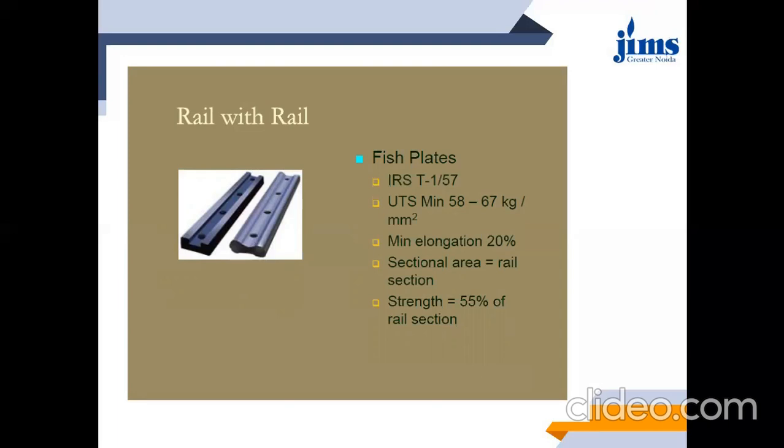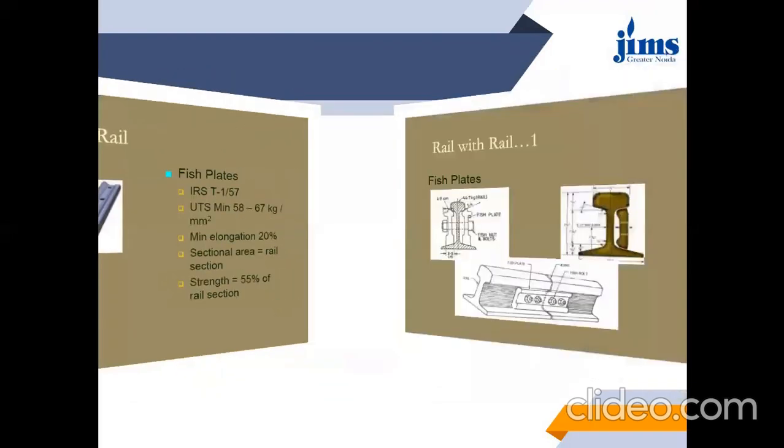Indian Railways has given the nomenclature IRS T1/57 to this kind of fastening device, which has certain coding for that. The tensile strength for this is a minimum of 58 to 67 kg per mm square. The minimum elongation provided in the fish plate is 20%. The sectional area is equal to the rail section, and the strength is 55% of the rail section.